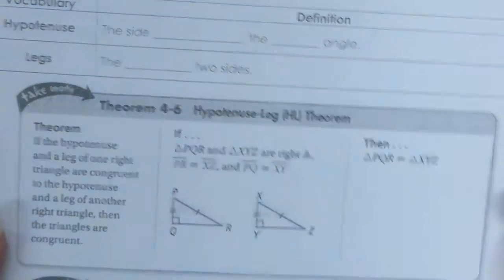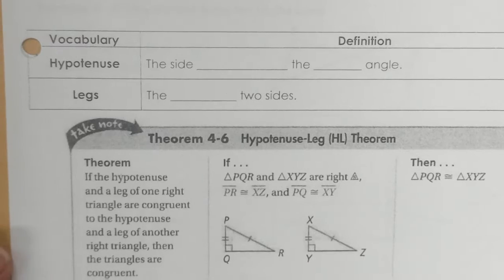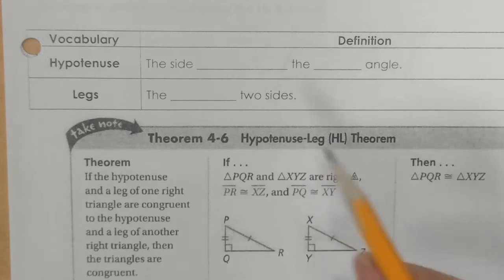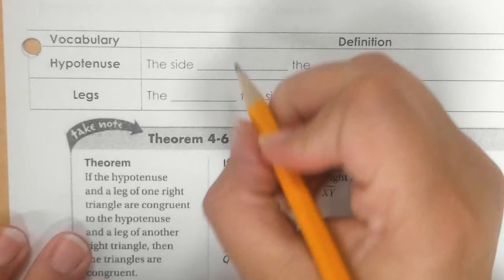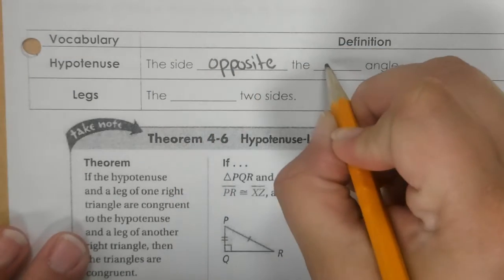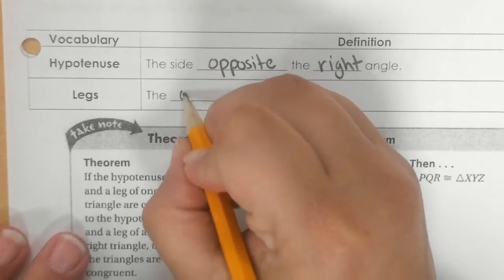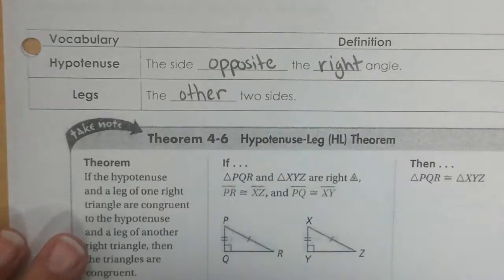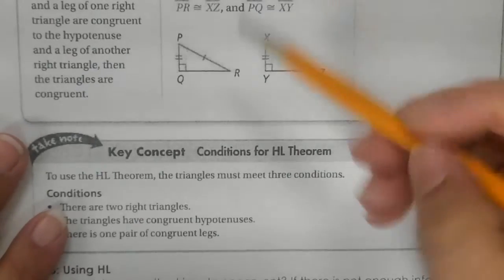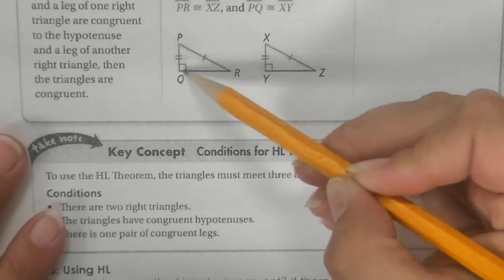Alright, then for the last one that doesn't have angle side, it's called HL. This one is talking about hypotenuse leg, so these are only right triangles. So for hypotenuse, it's the side opposite the right angle. And this part should be review. The legs are the other two sides. Okay. So our hypotenuse right here is across from the right angle, and then these are called your legs.